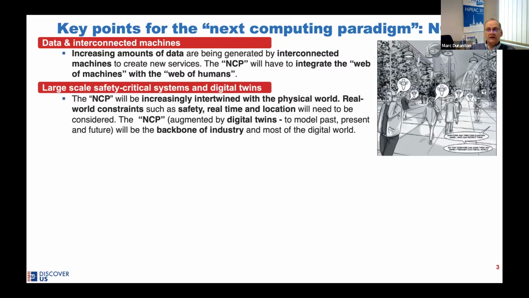The second point is machines are not only computers, but there are also physical machines like drones, like cars, like robots, like machines in a factory. So that means that these machines will be more and more intertwined with the physical world. They need to cope with the constraints of the physical world, like latency, like safety, like location, and things like that. So, for example, a self-driving car will not have the same behavior if it's running in Belgium or if it's driving in the UK.